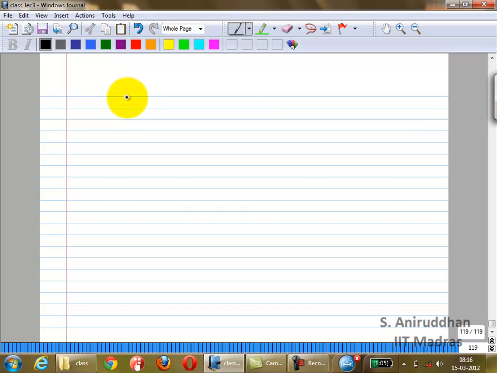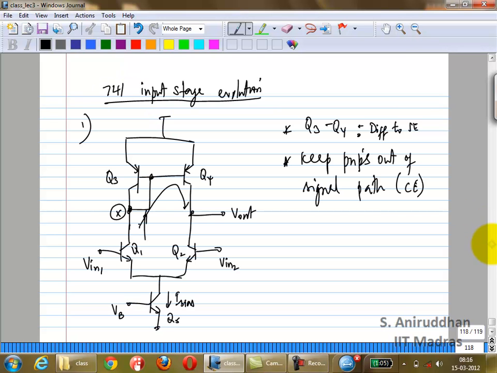So your next thing, what will you do? Suppose you had to modify this. What will you try to do then? You want to keep the PNPs out of the way. So first of all you need to remove the PNP mirror. That is one thing you have to do. What else? Of course, the minute you remove the PNP mirror, you can no longer use this kind of input stage. You can't use a common emitter kind of input stage.